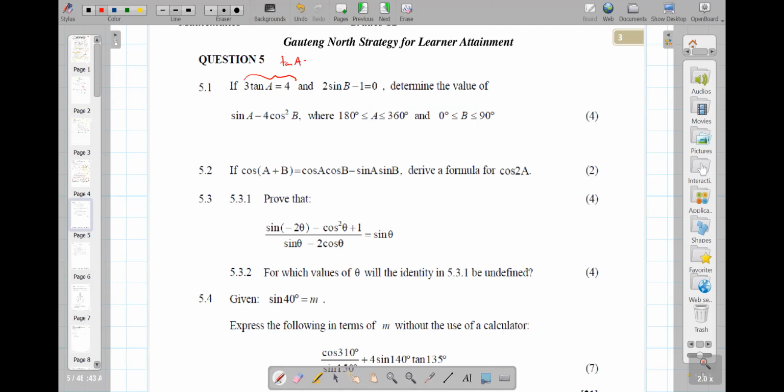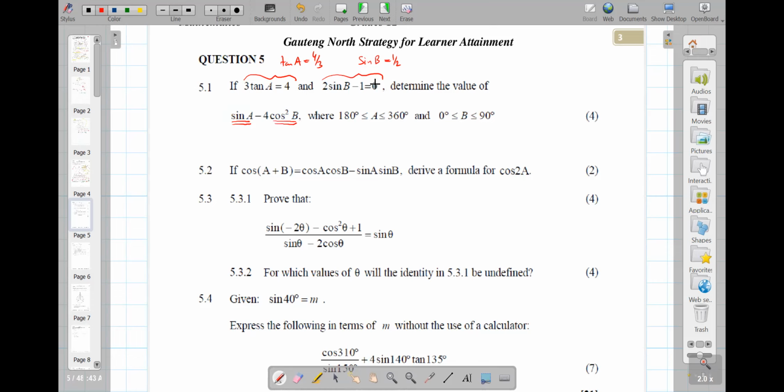You can say tan A is 4/3, and then you can say sine B is 1/2. You see, sometimes this is 1 mark in the marking sheet. So it's good. Now, using tan A, I must find sine A, and using sine B, I must find cosine B.